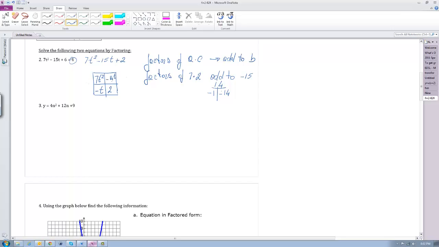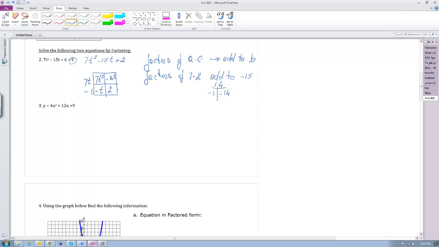Now we look at the first row, and we find the greatest common factor for the first row. In this case, you can tell that the greatest common factor is actually 7t. Then we look at the greatest common factor of the second row, and in this case, the only factor that we have is 1. And as a matter of fact, we should write minus 1 because we are touching a negative box.